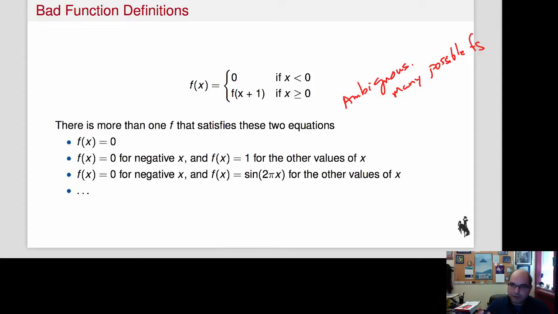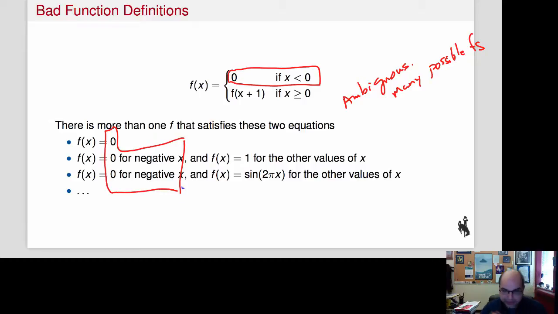For instance, what if f of x is always equal to 0? That satisfies this equation, right? So that could be the f that we had in mind. Here's another f that we might have in mind. It has to be 0 for negative x because of this, right? So that's actually captured right here. Okay, for negative x, it's always 0, right?